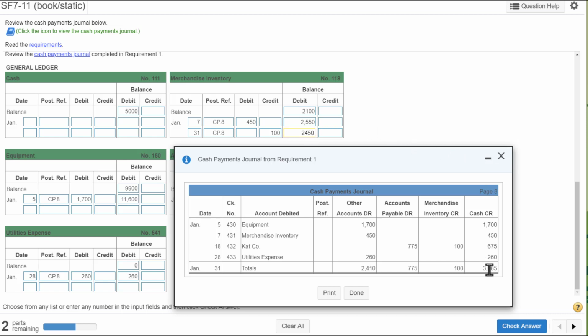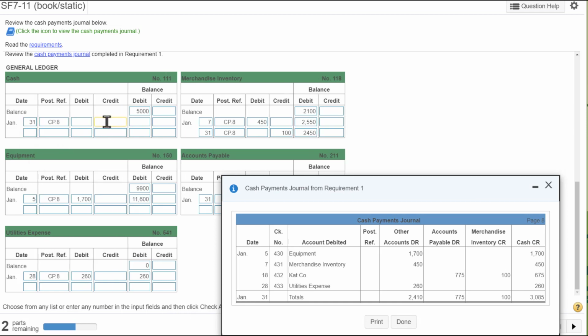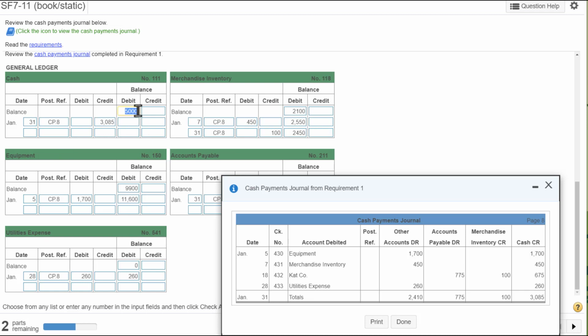And then we got cash. Almost forgot cash. We got cash, $3,085 credit at the end of the month because totals are posted at the end of the month. That's a credit. So cash, we had $5,000. We credited it or lowered it $3,085. So our new balance is $1,915.